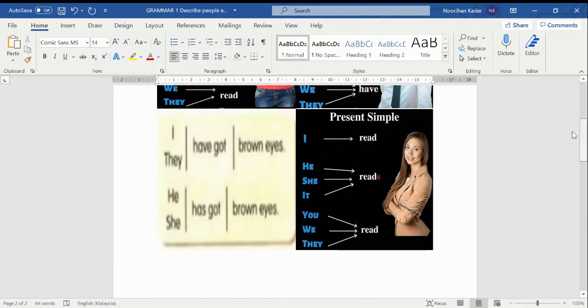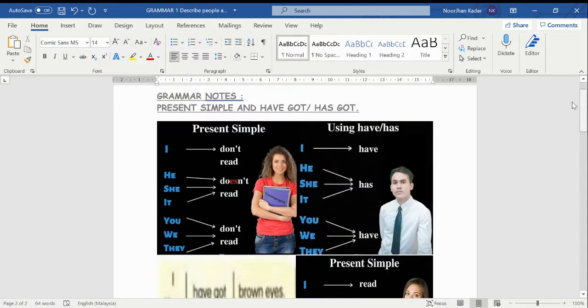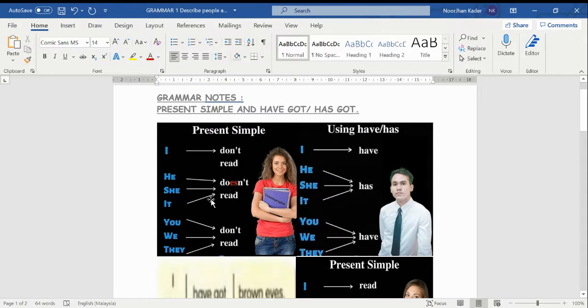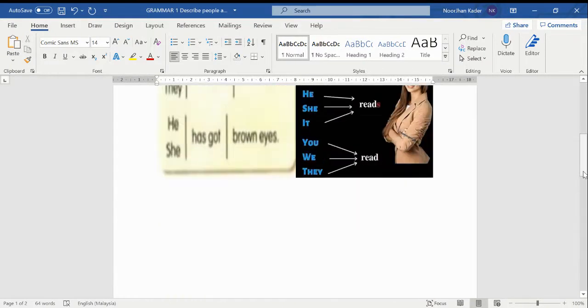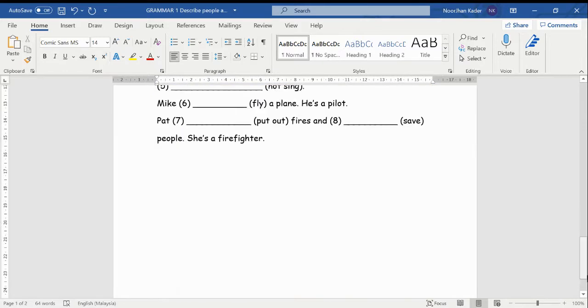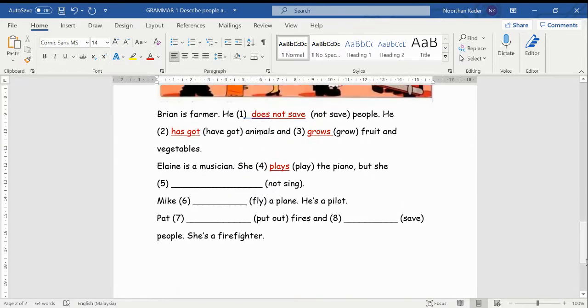We have to look at the present simple tense, which is a negative form. So this is the negative form which I explained earlier. So I don't read, he doesn't read, she doesn't read, it doesn't read. So which one is it? It must be she. She doesn't. But we cannot use read because that's an example.